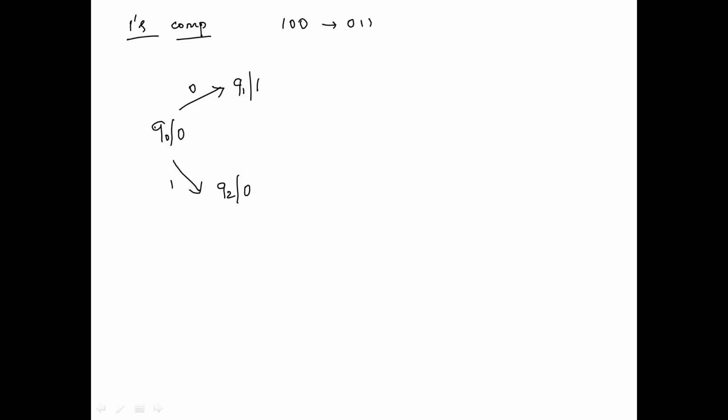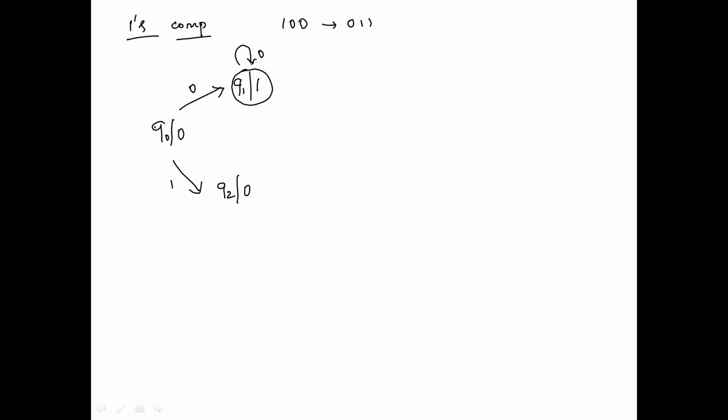To complete the DFA, we should handle all symbols at every state. Q naught is already complete, we have handled both 0 and 1. Q1 on seeing a 0 has reached Q1 by seeing a 0, so I should emit a 1. I will self loop on Q1 on a 0, and while seeing a 0, it will emit 1 as output.